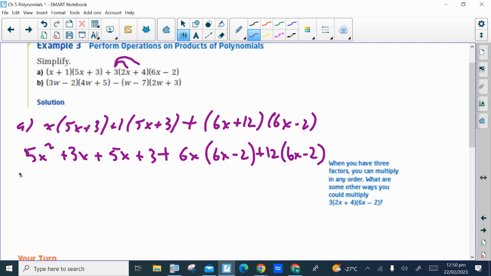So while I'm doing this, I can collect my like terms together for this first part. 3x and 5x add together to give us 8x. 6x times 6x is 36x squared, minus 12x, plus 12 times 6 is 72x, minus 24.